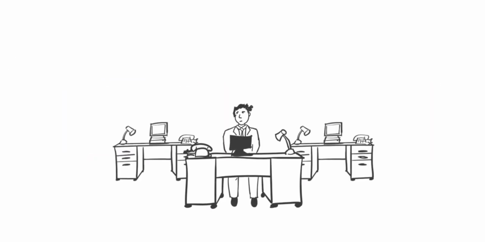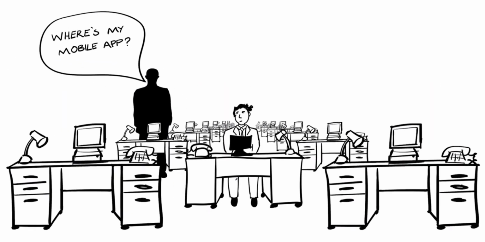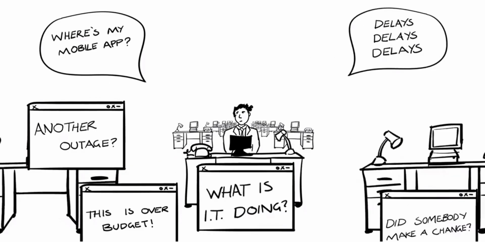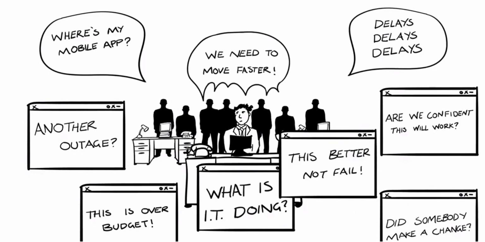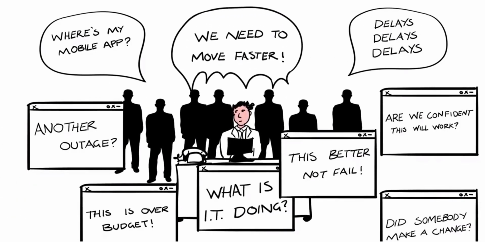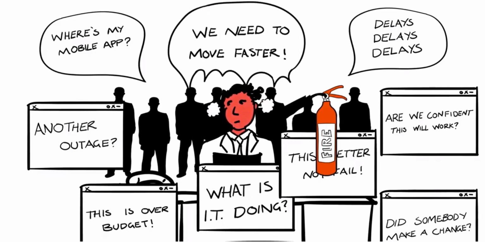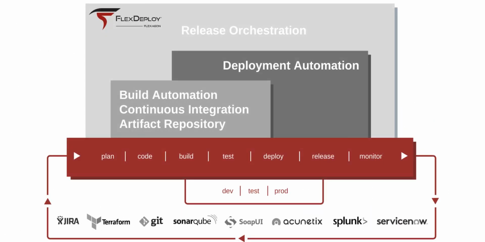Your business demands more value from technology investments, more innovation, faster delivery, and improved quality and security. In this video, we'll cover how FlexDeploy can help for MuleSoft and more. FlexDeploy is a DevOps platform for continuous delivery and release automation, which orchestrates and streamlines planning through deployment and monitoring. FlexDeploy integrates your toolchain and provides a comprehensive solution for build automation and continuous integration, deployment automation, and release orchestration.